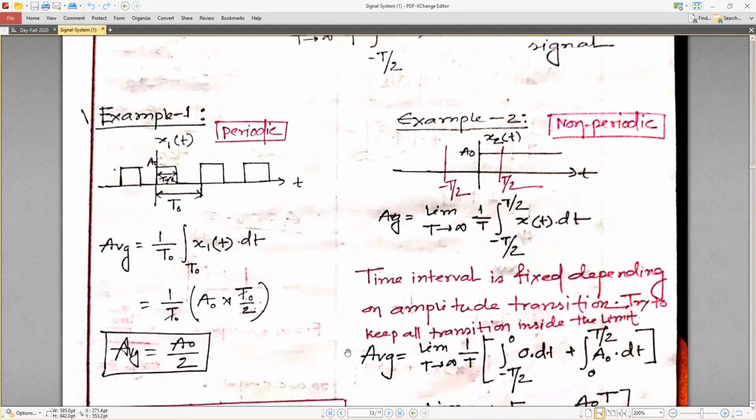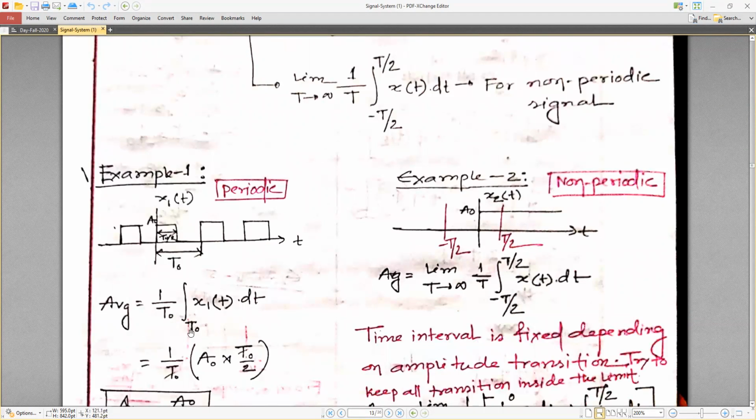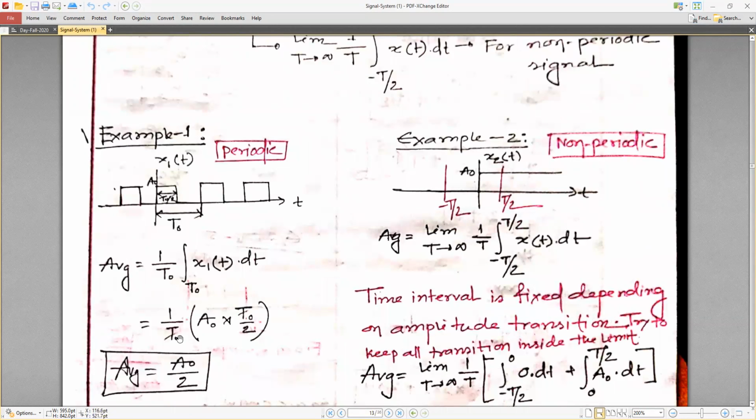Now see the example here. The periodic signal example, that is periodic. So average value is 1 by t naught, limit t naught, x1(t) dt. So 1 by t naught, t naught by 2 into a naught. So it would cancel out. See, here is the range. What is the range? That is t naught by 2. Total is t naught.